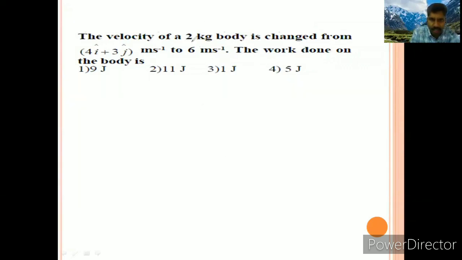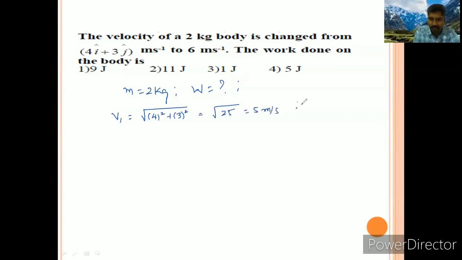The velocity of a 2 kg body, mass is given, is changed from 4i cap plus 3j cap meter per second to 6 meter per second. The work done on the body is equal to how much? So here the first velocity, how much is given? 4 and 3, I will take the magnitude. So 4 whole square plus 3 whole square. Under root of 16 plus 9 means 25, so 5 meter per second. So v2 they gave is 6 meter per second.